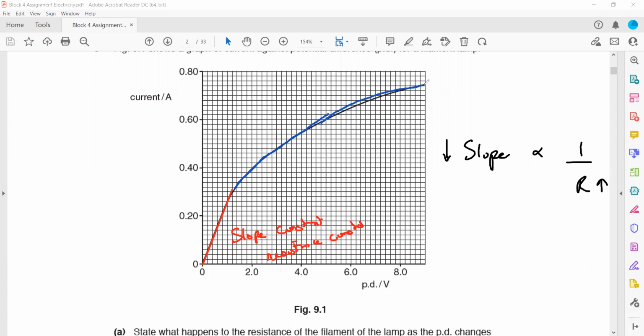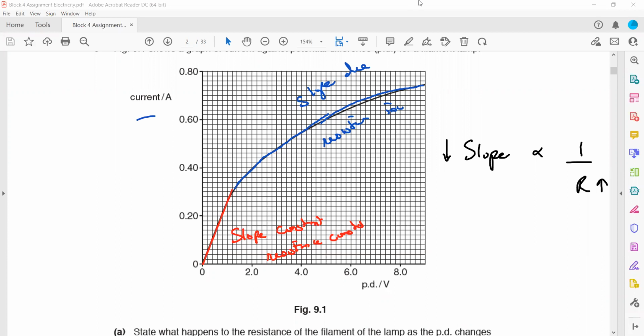For this part, the slope is decreasing, the blue part. So if the slope is decreasing, what can we say? We can say the resistance is increasing, because with the current on the y-axis and voltage on the x-axis, the slope is the reciprocal of resistance. So if the slope decreases, it means the resistance is increasing.